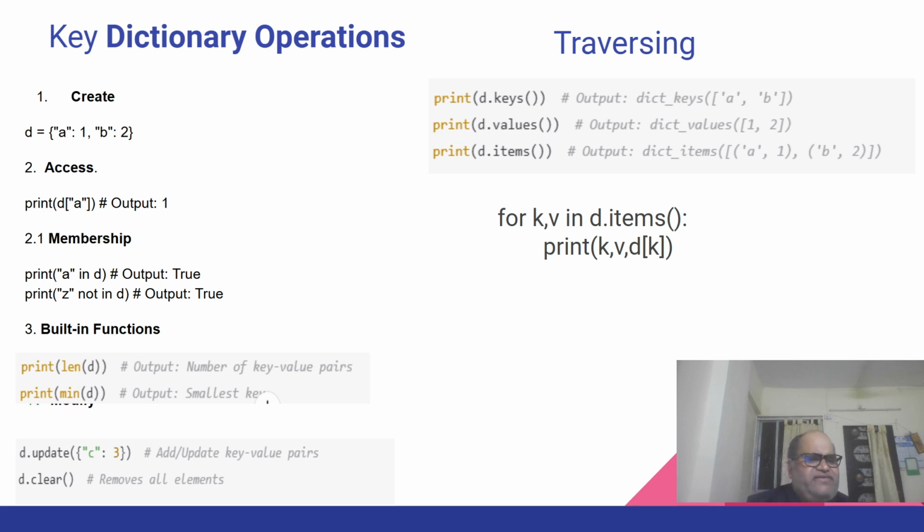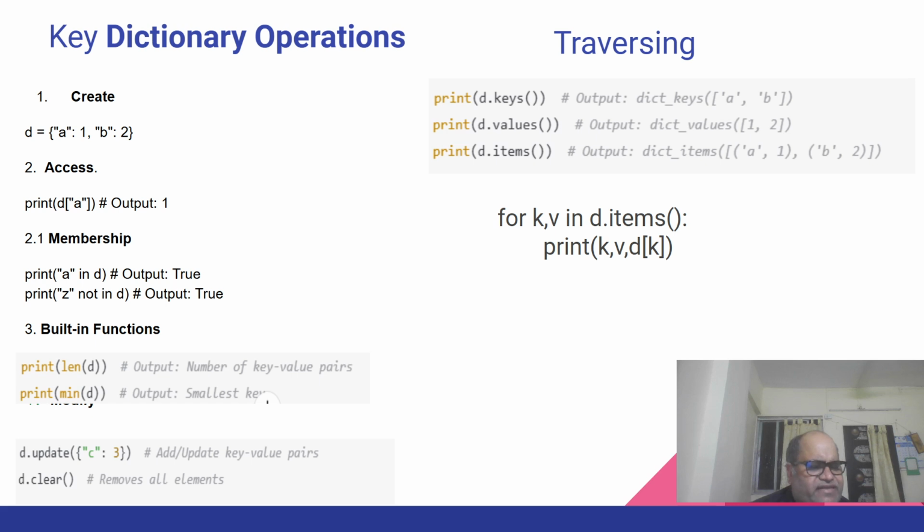Key dictionary operations. So how will you create it? You can have key value pairs separated by comma. If you want to access an individual element, you can take the name of the dictionary and, in square brackets, take the key, right? Membership: whether A in D or whether J not in D, right? So you can check the membership. Built-in functions, you can get the length and minimum. So those will be allowable.